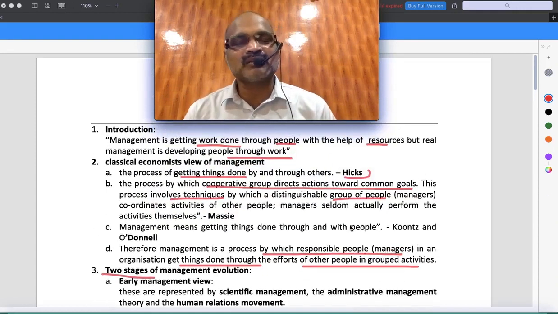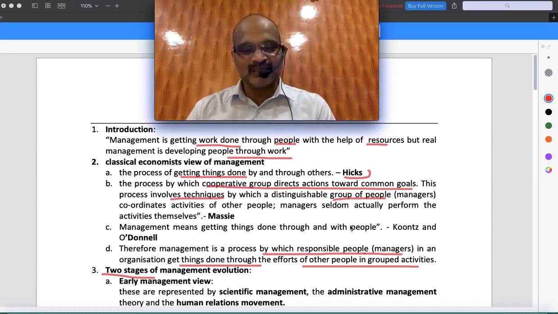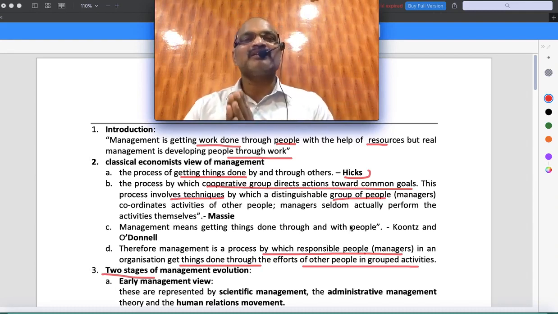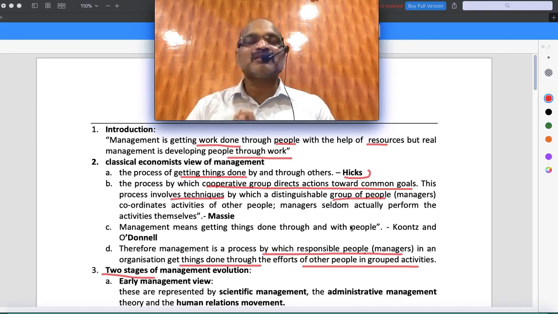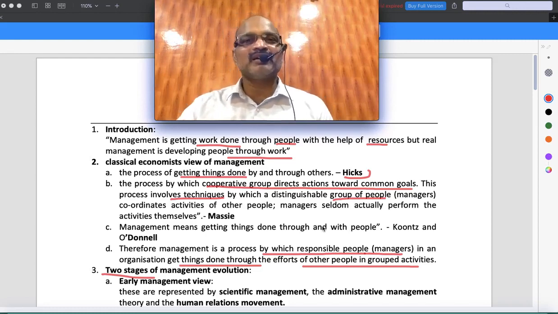Number one, management is all about getting things done. How do you get things done? You will get things done with the help of resources. These resources are basically men, material, machines, and money. So with the help of existing resources, if a person is able to get things done, with the help of technology that he has, with the help of people that he has, etc.